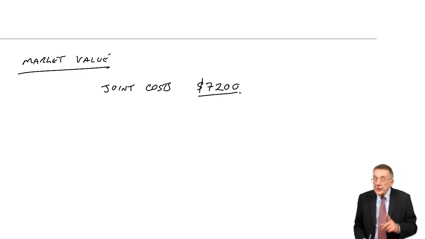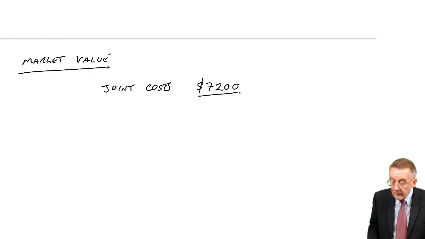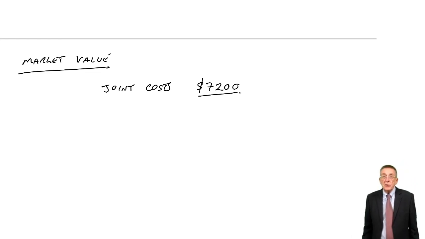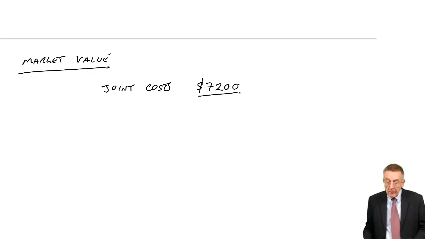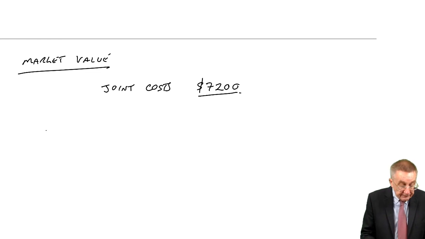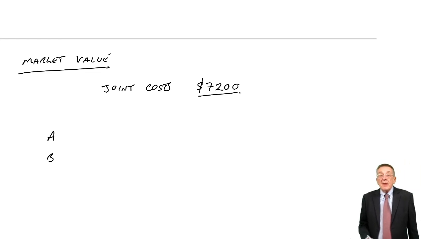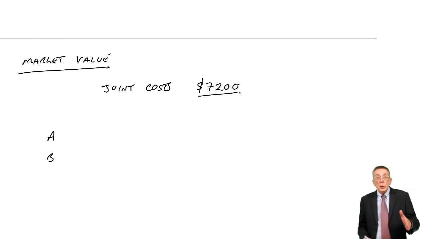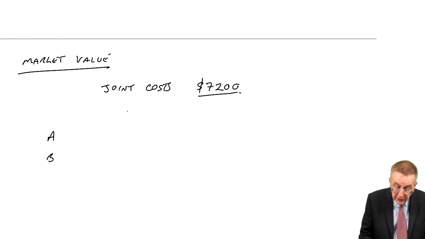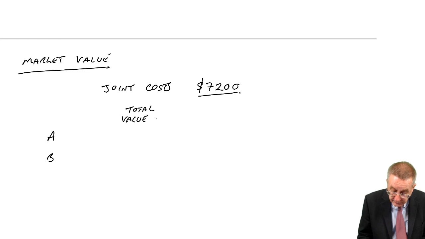Now watch me carefully, it's not hard, but some people try and take a shortcut and get awfully muddled up. What we do is for the two products A and B, we calculate the total sales value of what's produced. The total value of the production.